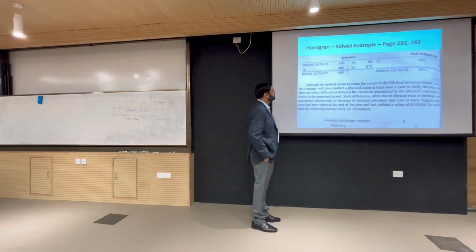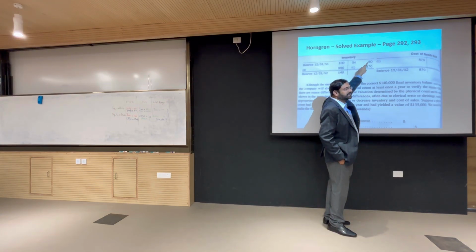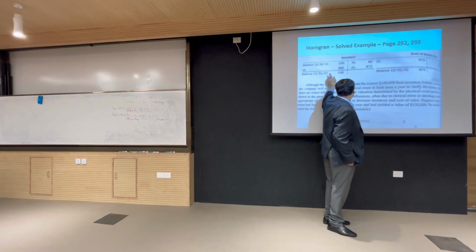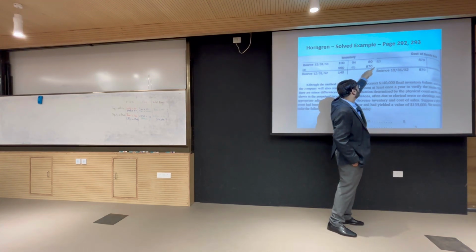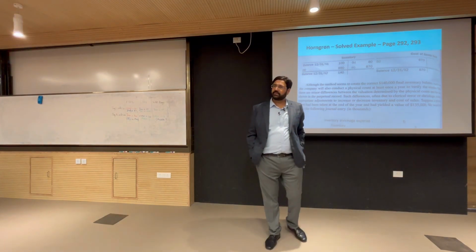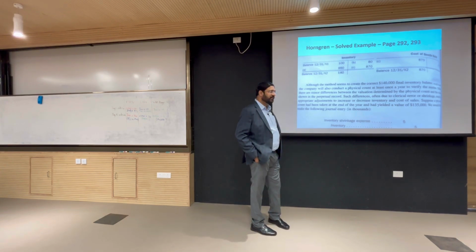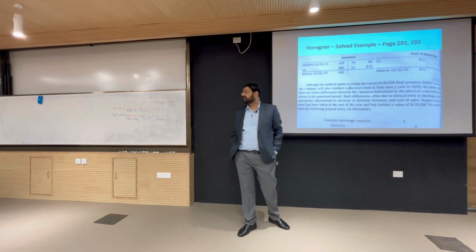So inventory, what was the opening balance? 100, purchase was 990, 80 was purchase return, and this closing balance is 140, so the cost of goods sold is 870, which goes there, right? Everyone is done, right?